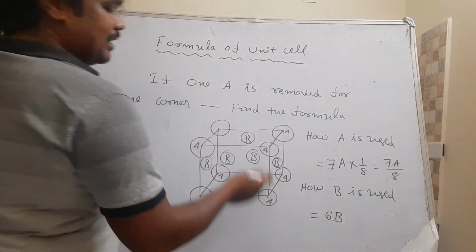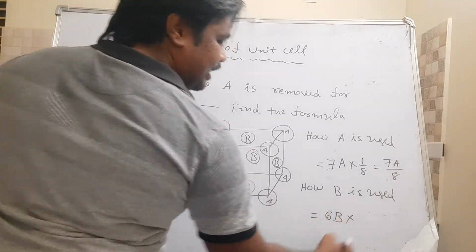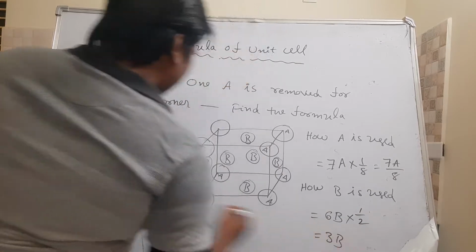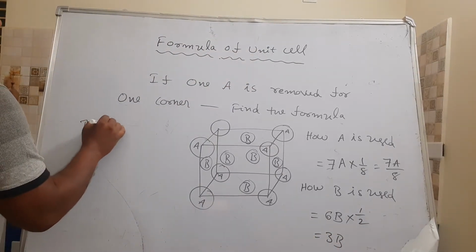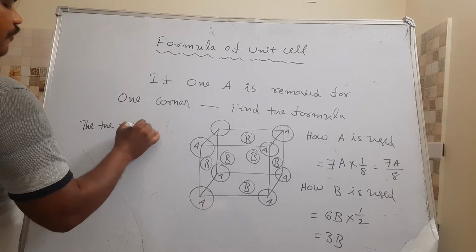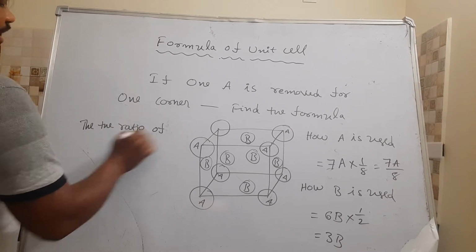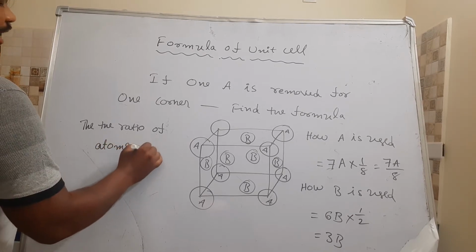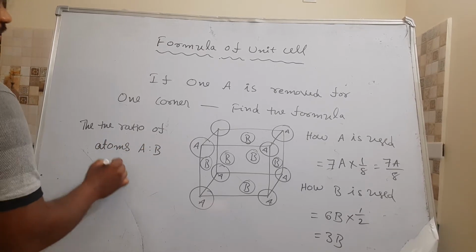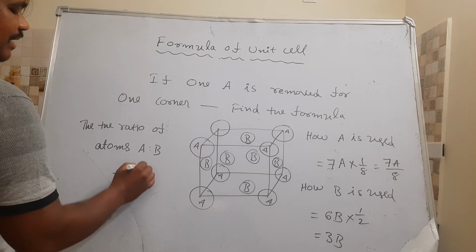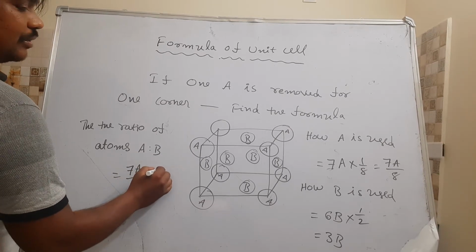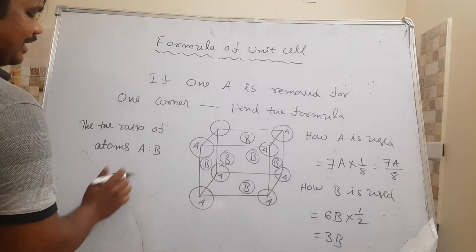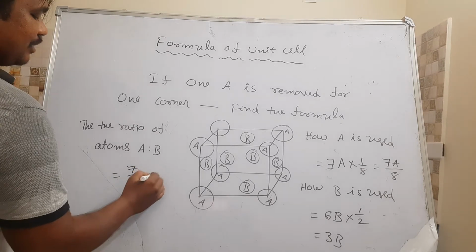6B particles are at all face centers. Each contribution is 1 by 2, so again it is 3B. Then what is the ratio of atoms, A is to B? It is equal to 7A by 8 is to 3B. Otherwise, you take 7A by 8 is to 3.